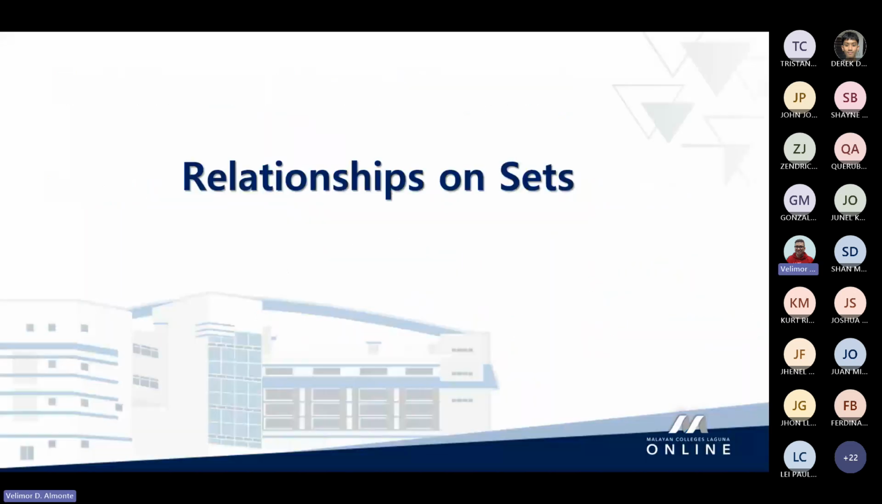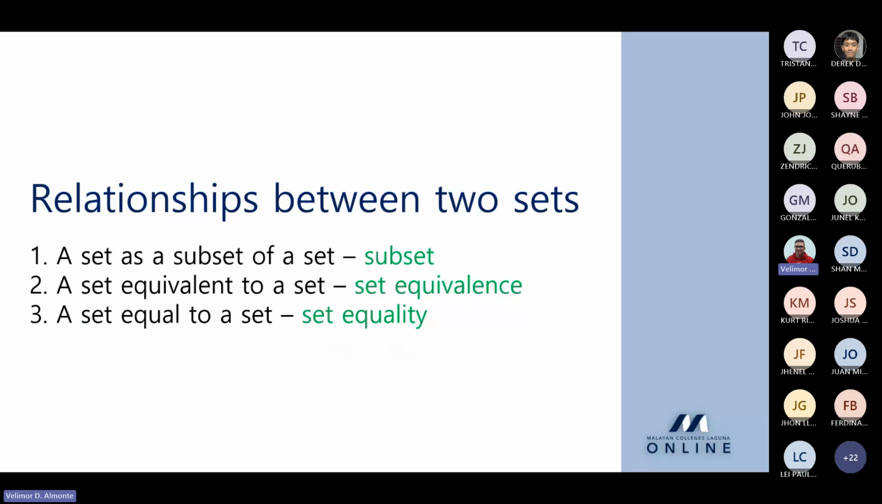Okay, so for part two of our discussion, we have what we call relationships on sets. There are only three. First is subset. So we're done with this. A set is a subset of another if all elements of that set belong to the mother set. Equality: exactly the same elements. Rearrangement doesn't matter. So let's focus on the second, equivalence.